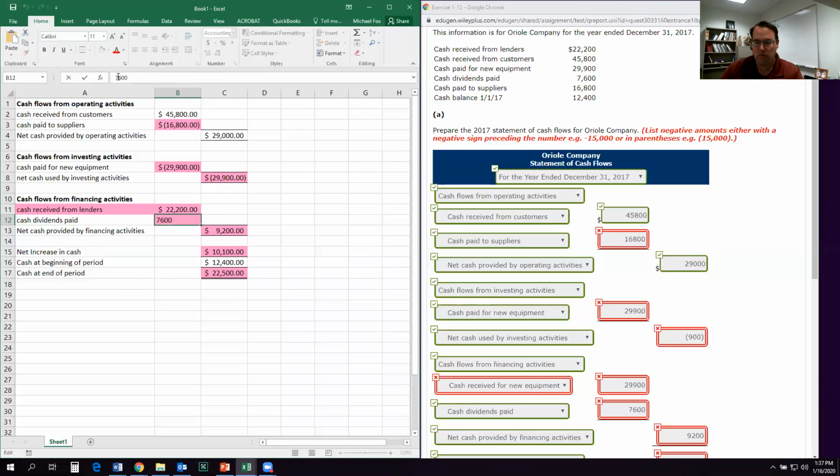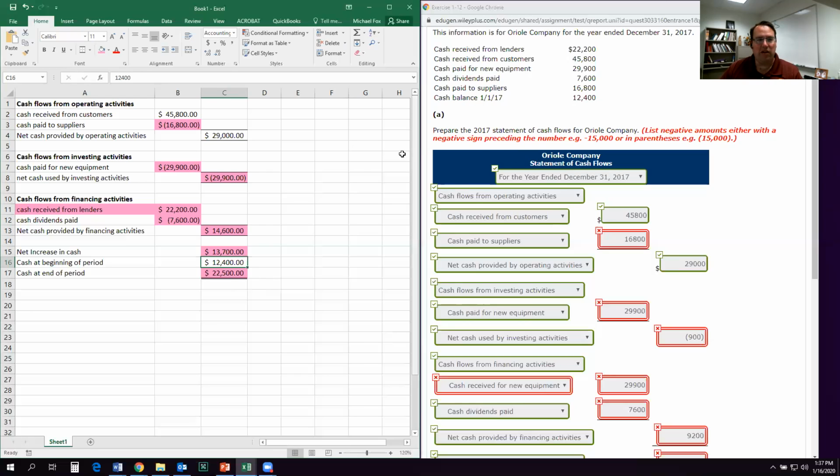So I think mostly the principle that we're missing here is just that when cash is paid out, we show it as a negative. And then our cash provided from financing activities is going to be the 22,200 minus the 7,600 in dividends paid. So that's going to be 14,600. Our net increase to cash is just going to be the sum of the cash provided and the cash used by operating activities, the cash used by investing activities, and then the cash provided by financing activities. So it's going to be $13,700.